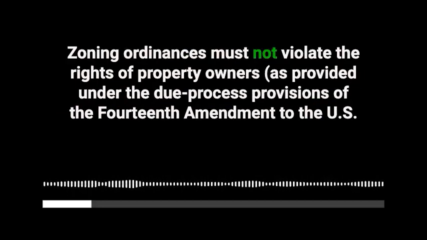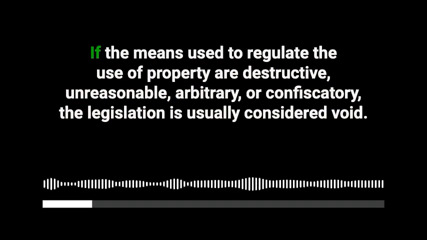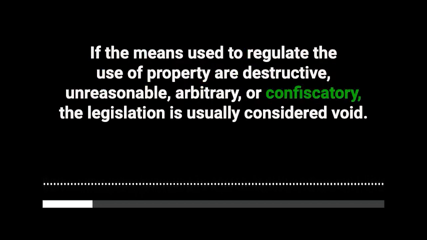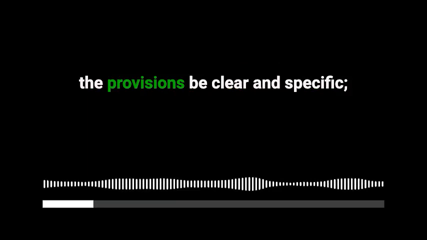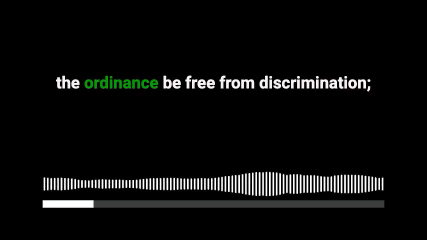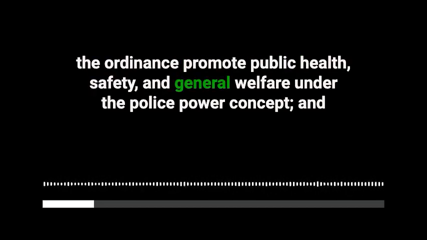Zoning ordinances must not violate the rights of property owners or the various provisions of the North Carolina State Constitution. If the means used to regulate the use of property are destructive, unreasonable, arbitrary, or confiscatory, the legislation is usually considered void. Tests commonly applied in determining the validity of ordinances require that the power be exercised in a reasonable manner, the provisions be clear and specific, the ordinance be free from discrimination, the ordinance promote public health, safety, and general welfare under the police power concept, and the ordinance apply to all property in a similar manner.